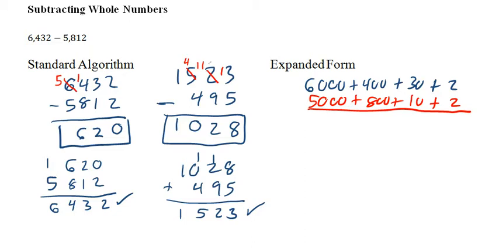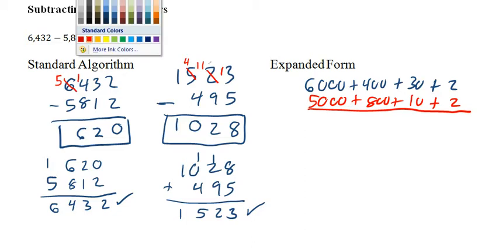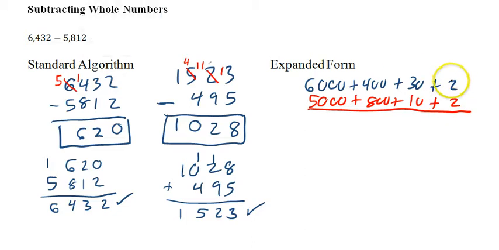So basically canceling, right? Okay, so the 2 cancels, so we're left with nothing. 30 take away 10 is 20. 400 take away, well, we can't. So what are we going to do? We're going to come over here and we're going to borrow 1,000. So that's 5,000. Well, if we put 1,000, what's 1,000 plus 400? That's 1,400.